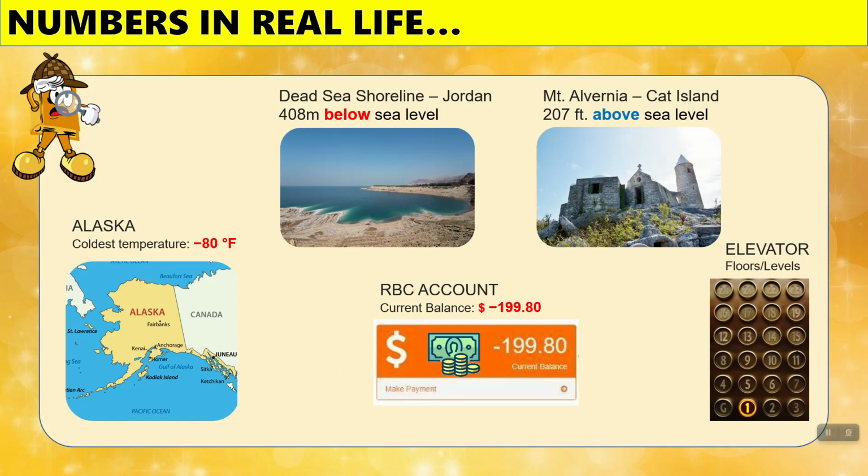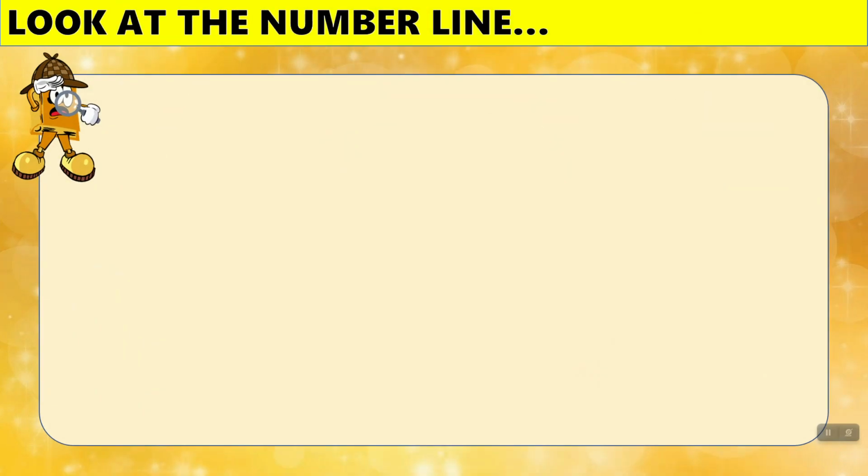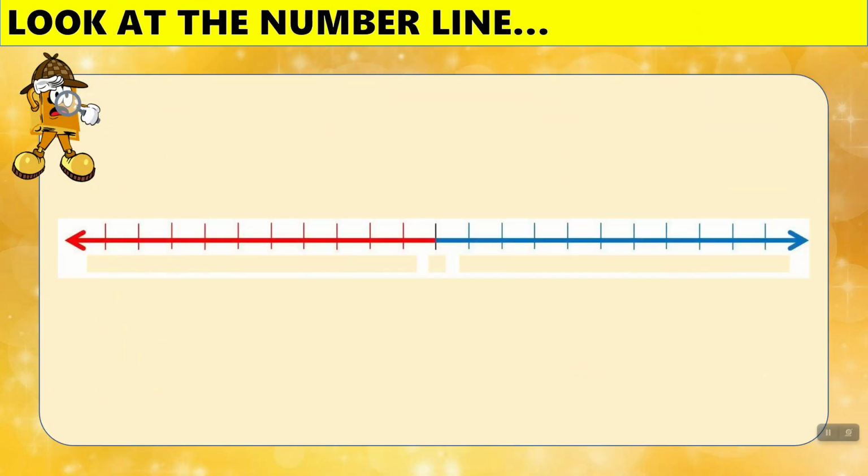We can see that some of the numbers on the screen have a negative sign in front, and some do not have a negative sign in front. Some words say below sea level, some words say above sea level. What does all of this mean? Well, let's look at the number line. These are directed numbers, and we're going to see on the number line how they all fit.